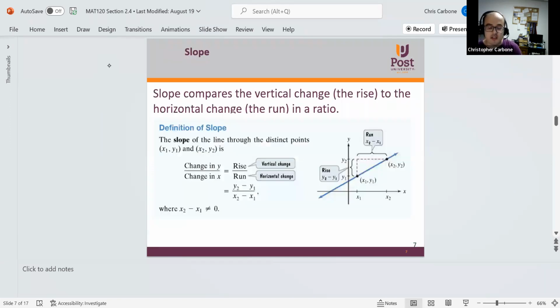So slope compares the vertical change, the rise, to the horizontal change, or the run. So this is the change in y divided by the change in x, rise over run. y2 minus y1 divided by x2 minus x1, where x2 minus x1 cannot be 0. Whichever point is considered the first or the second point doesn't particularly matter in terms of the calculation, just whatever your preference is.